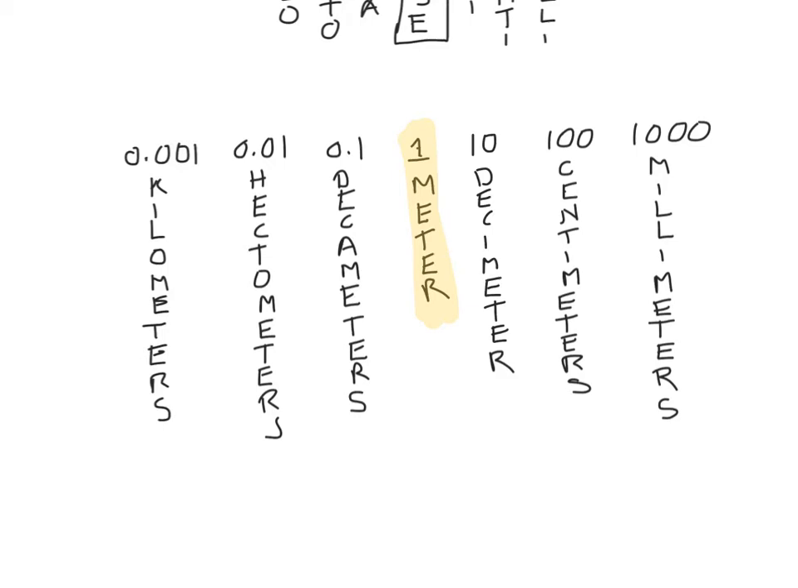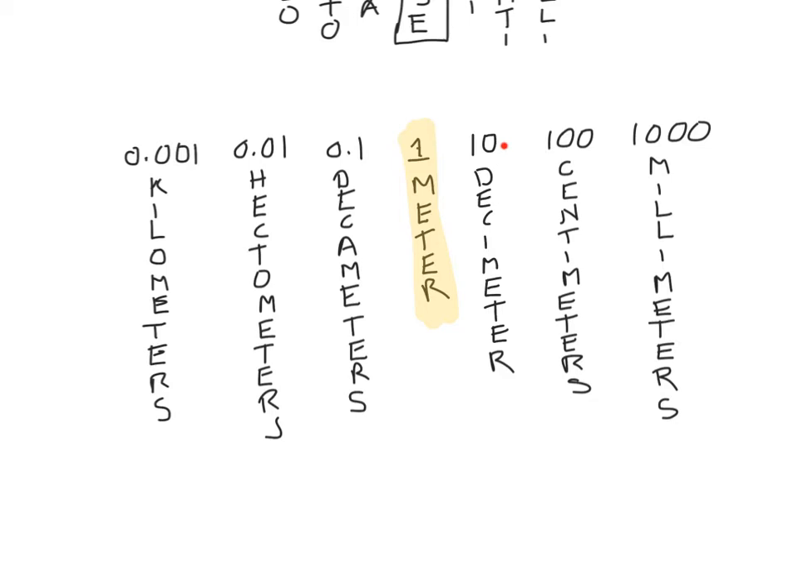Now we know that a meter is, if you put your arms out, approximately a meter. It's like an arm's length. It's about 3 feet, approximately. So we know that centimeters are smaller, so there should be lots of centimeters in a meter. And same with decimeters and millimeters, millimeters being the smallest.